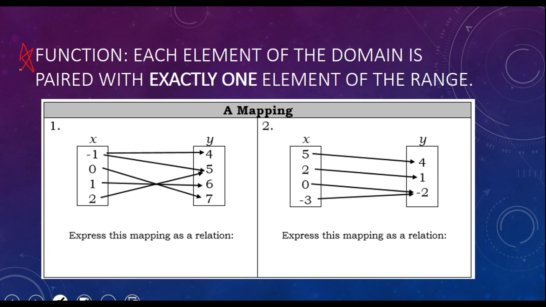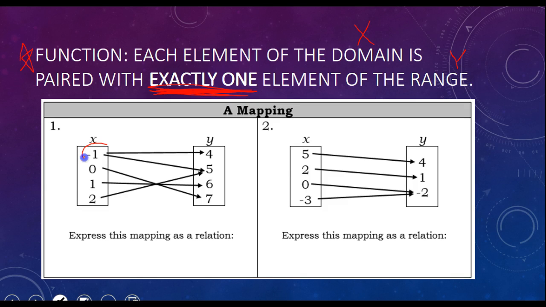Basically, each element of the domain has to be paired with exactly one element of the range. So exactly one is the key here. You've got to remember your domain, those are your x values, and the range, those are your y values. Okay, so you look at a mapping. A mapping is just showing you which x values are paired up with which y values.